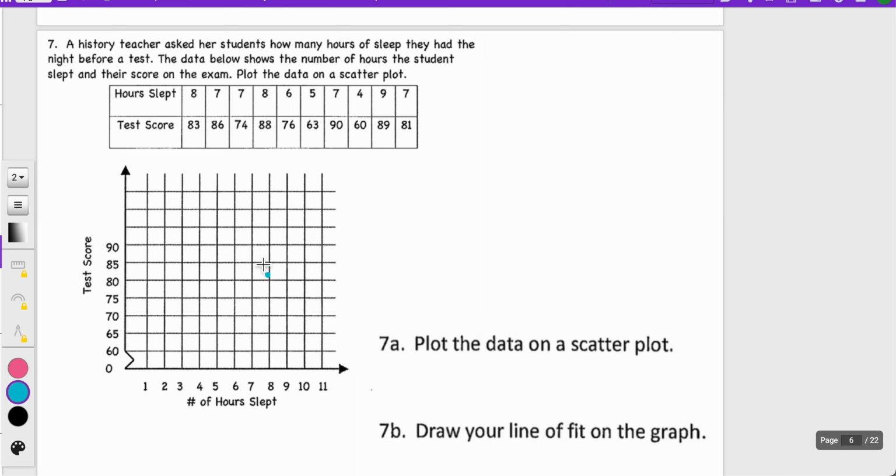The next one 7 hours, 86, 7 hours, 74, 8 hours, 88, 6 hours, 76, 5 hours, 63, 7 hours, 90, 4 hours, 60, 9 hours, 89, and then 7 hours, 81. Okay, I think I got all those dots there. So check, we plotted the data on the scatter plot.